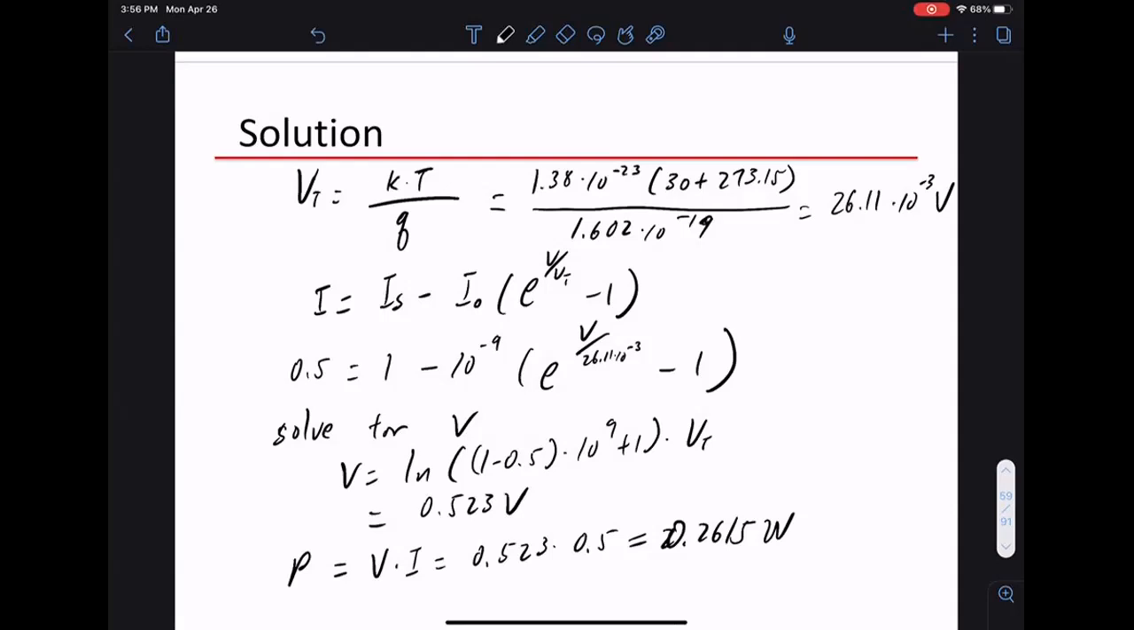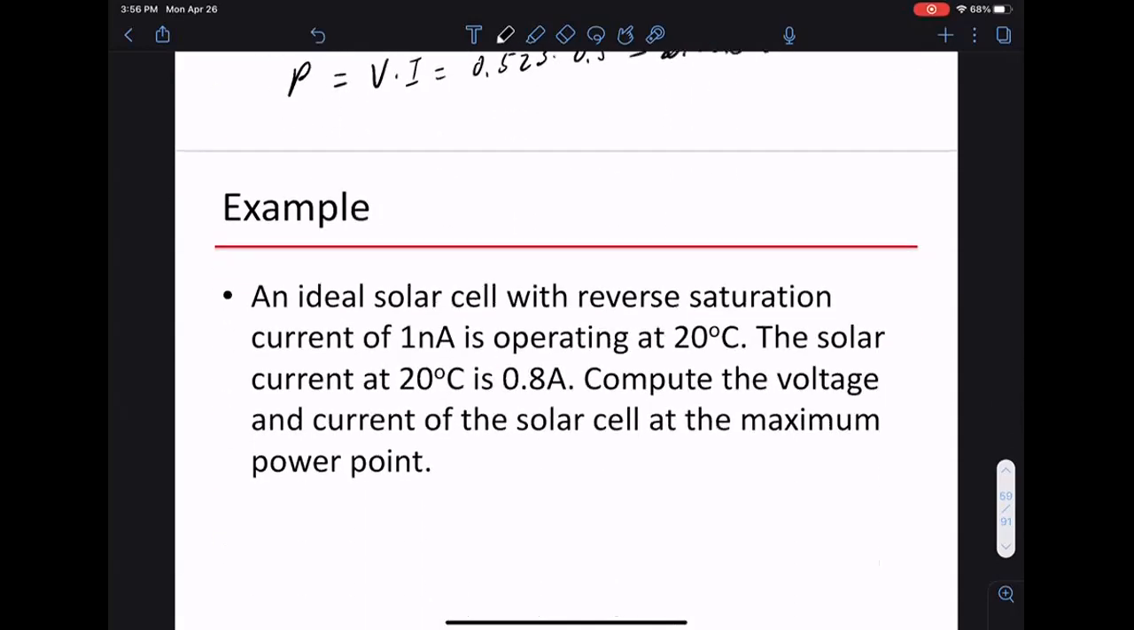Okay, so this is a standard question. I'm drawing 0.5 amps. How much power do I get? But often I want more power. The goal is to extract the maximum power possible from this. So the next question captures this.